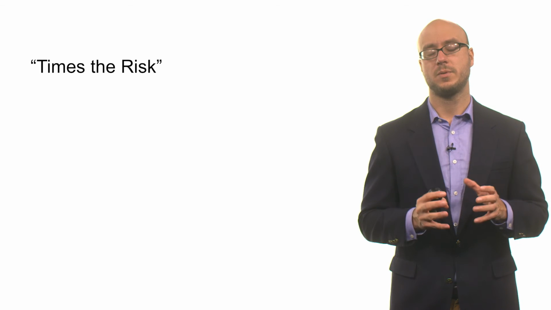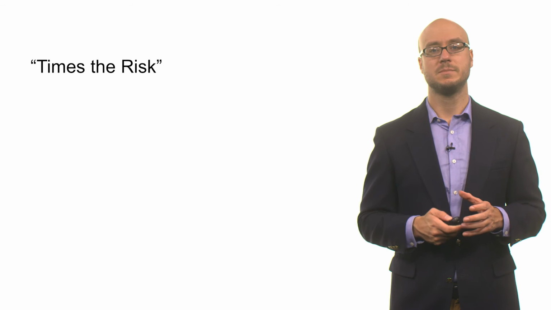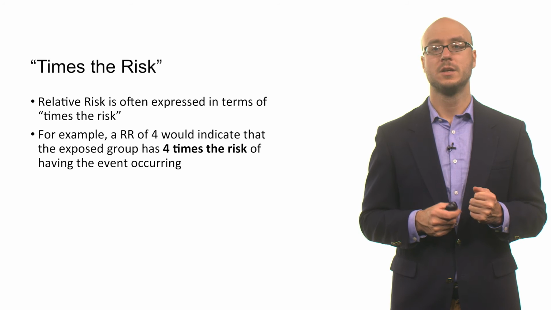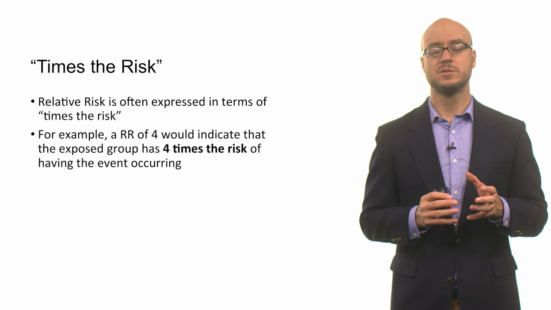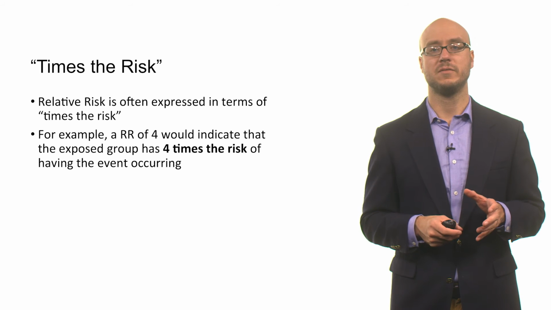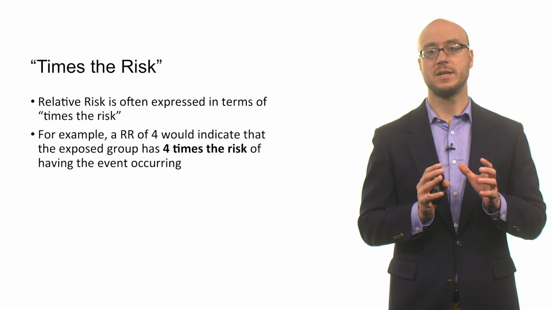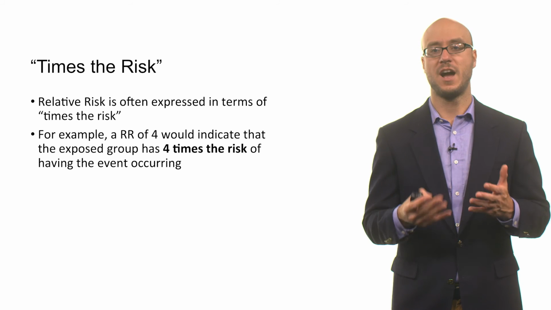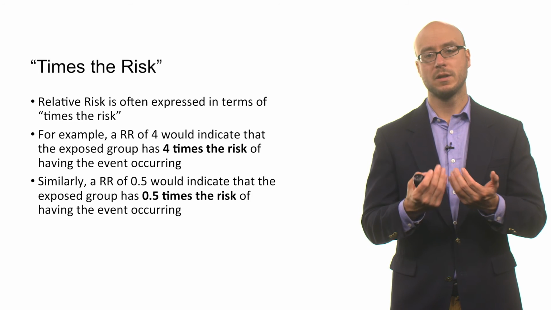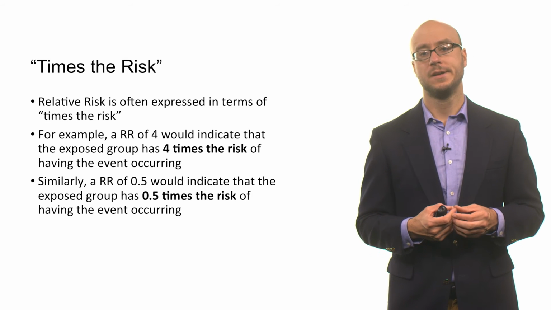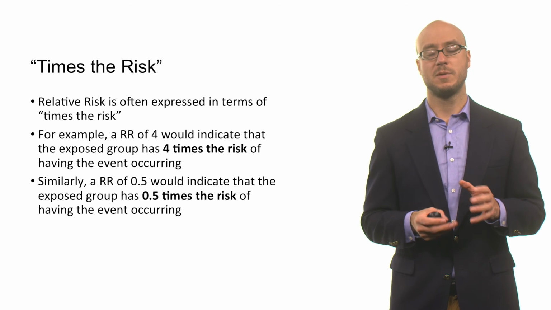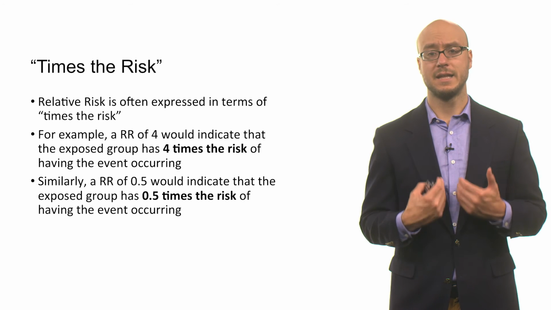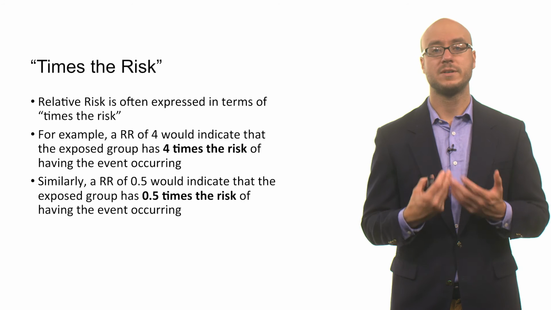Substantively, you can think of interpreting relative risk or the risk ratio in terms of times the risk. A relative risk of 4 is greater than 1, and that would indicate the exposed group has 4 times the risk of having the event occurring. So that's how you express a quantity for relative risk. You say 4 times the risk. Or if it were 5, you'd say 5 times the risk of having the event occurring. With a relative risk below 1, for example 0.5, you would say that the exposed group has 0.5 times the risk of having the event occurring. You can see that the event is less likely to occur, suggesting there's some kind of protective factor with the exposure.